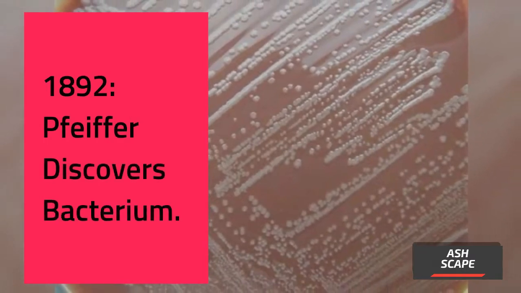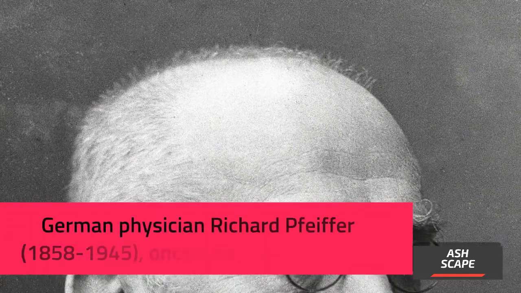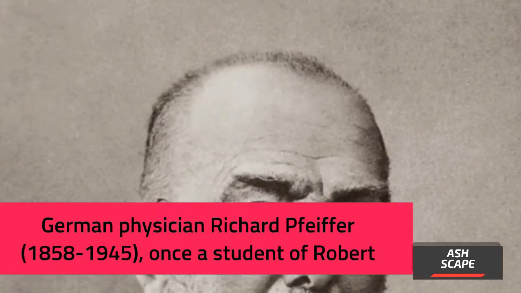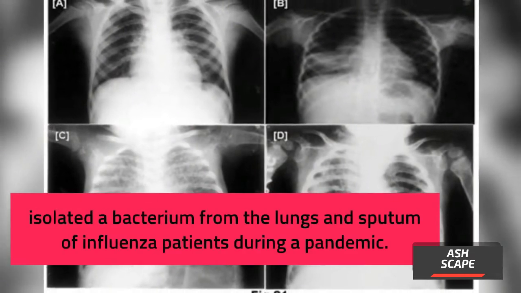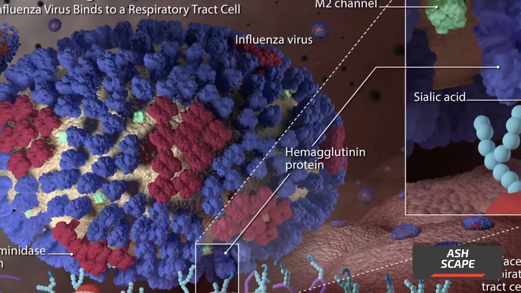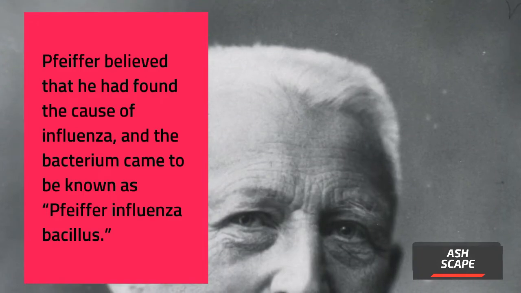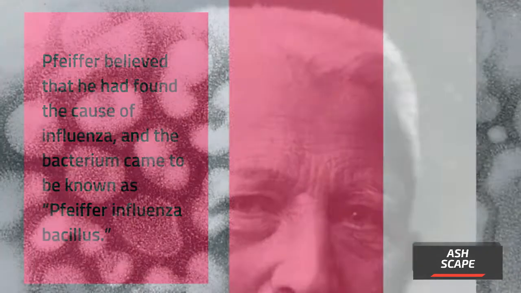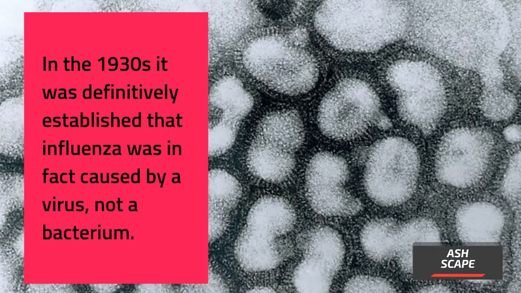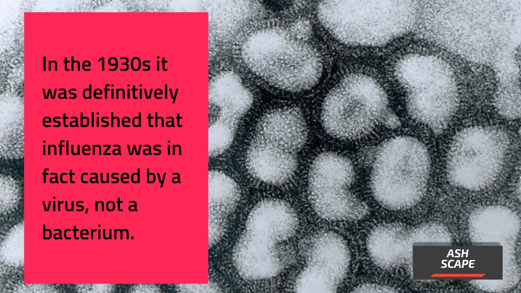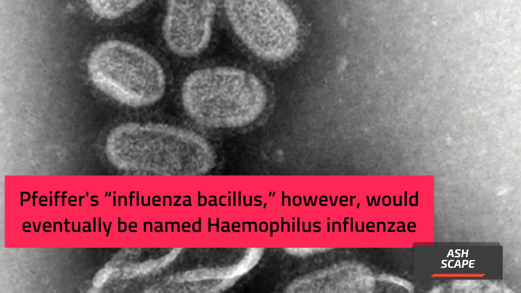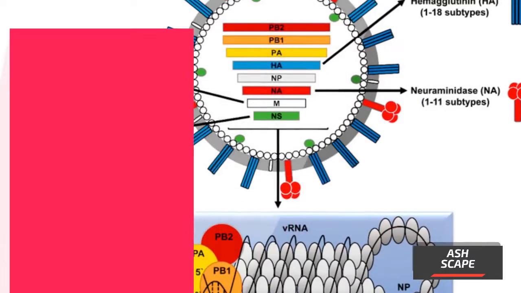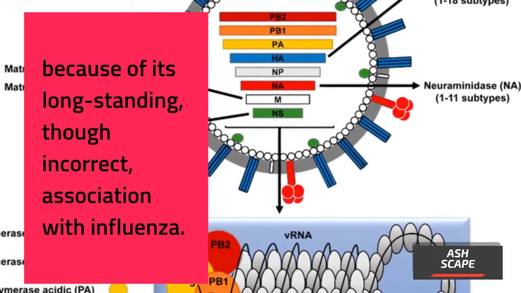1892, Pfeiffer discovers bacterium. German physician Richard Pfeiffer, 1858–1945, once a student of Robert Koch, isolated a bacterium from the lungs and sputum of influenza patients during a pandemic. Pfeiffer believed that he had found the cause of influenza, and the bacterium came to be known as Pfeiffer's influenza bacillus. In the 1930s it was definitively established that influenza was in fact caused by a virus, not a bacterium. Pfeiffer's influenza bacillus, however, would eventually be named Haemophilus influenzae, because of its long-standing, though incorrect, association with influenza.